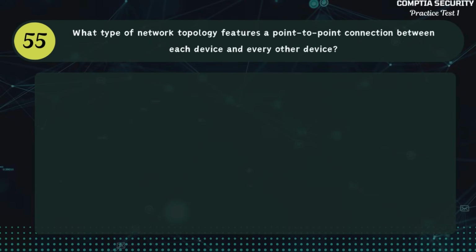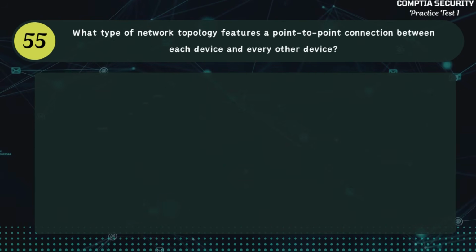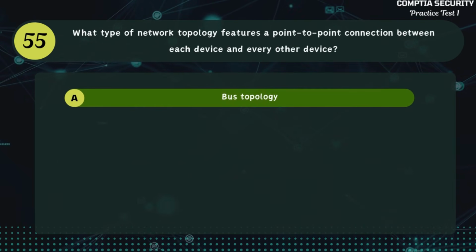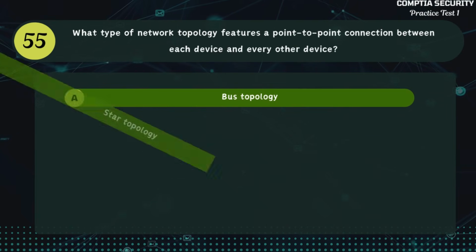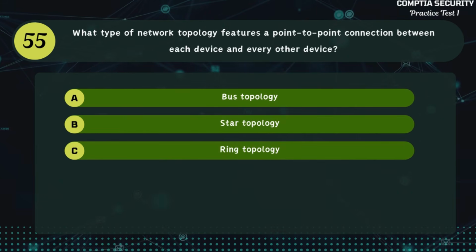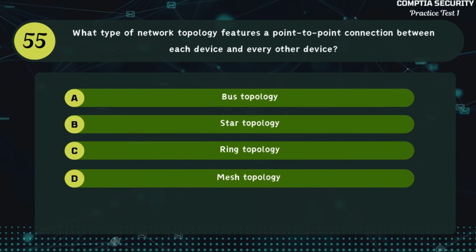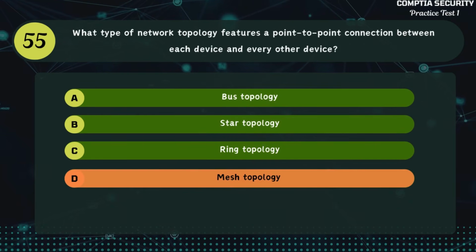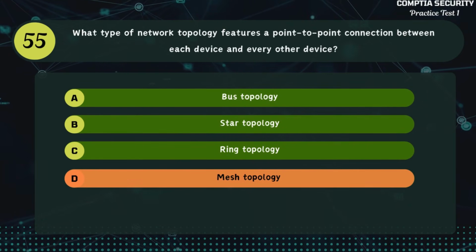Question 55. What type of network topology features a point-to-point connection between each device and every other device? A. Bus topology. B. Star topology. C. Ring topology. D. Mesh topology. Correct answer D. Mesh topology.